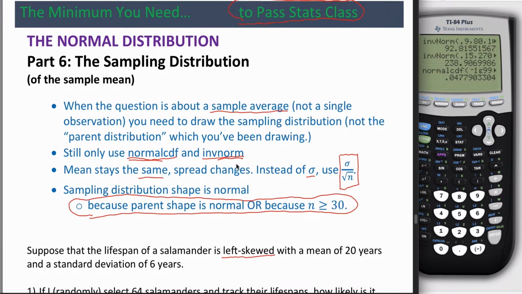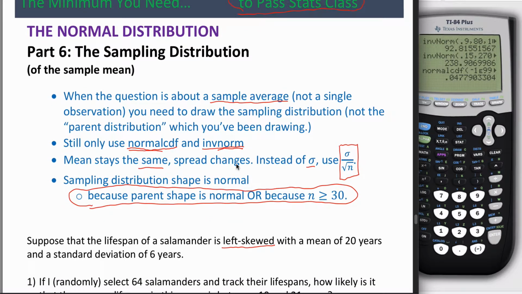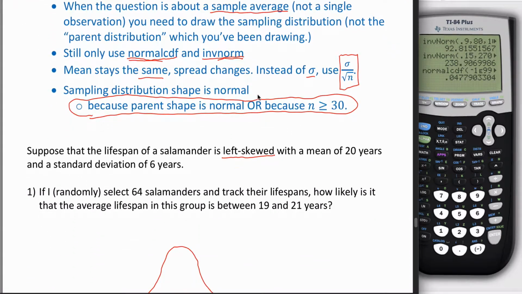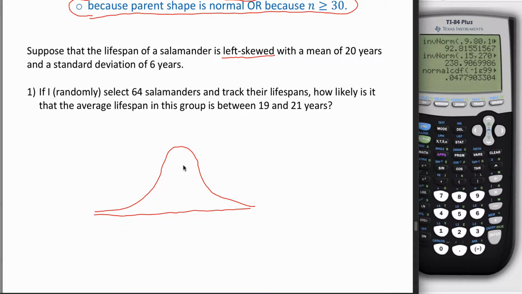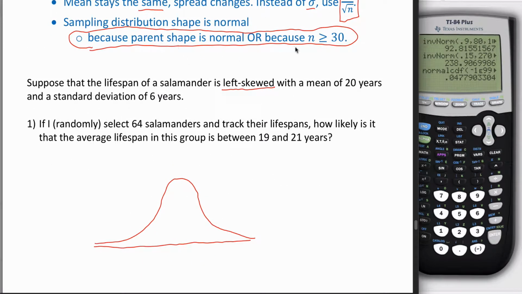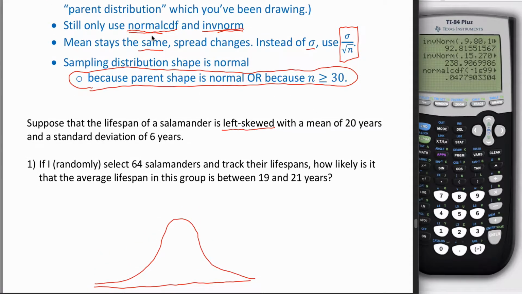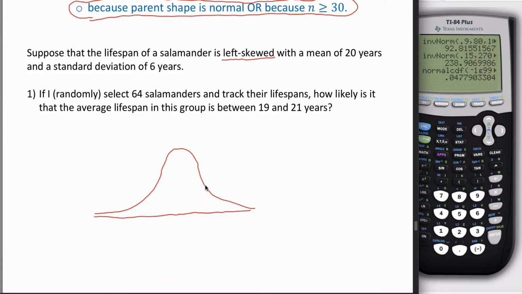But since that's not my goal in this video, my goal is just to give you the information you need. Maybe you'll just believe me that the shape is going to be approximately normal. It has to be. And if your teacher asks you why, it'll be for one of these two reasons. One of these two things is going to happen in every single sampling distribution problem. It has to happen because otherwise you couldn't use normalCDF and inverse norm. And if you can't use those, you can't do the problem to begin with. Anyways, let's do the problem.